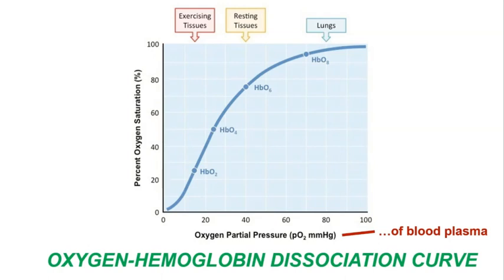So the shape of the curve tells us that hemoglobin will be very highly saturated when the partial pressure of oxygen is above 40 millimeters of mercury, and that hemoglobin will not be saturated at low partial pressures. So this means that hemoglobin is able to release its oxygen at the places in the body where the partial pressure of oxygen is low. So for example, at the tissues, which are using that oxygen to make energy.